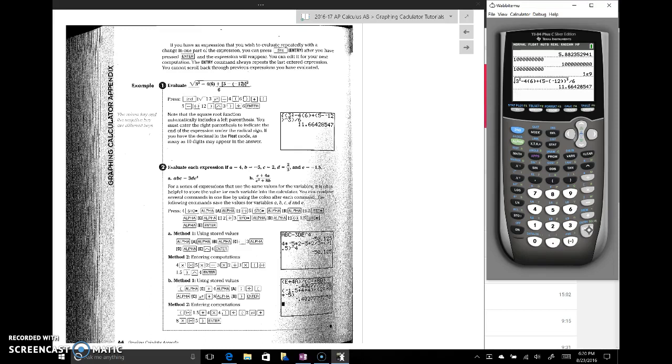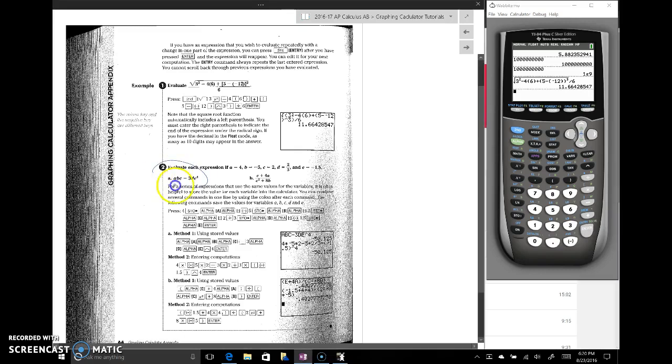So storing variables is going to be very useful. So let's look at a couple of different ways we could store a variable. Let's say that we have, in this case, let's look here at example 2a.